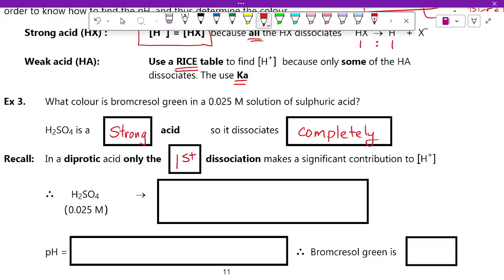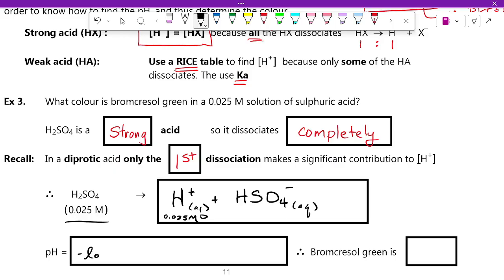H2SO4 is a strong acid, so it dissociates completely, but only the first dissociation makes a significant contribution to the hydrogen. Because remember, anytime you have a diprotic or triprotic acid, the first dissociation is the only one that makes a significant contribution. So in this case, because this is 0.025 molar, this is 0.025 molar.